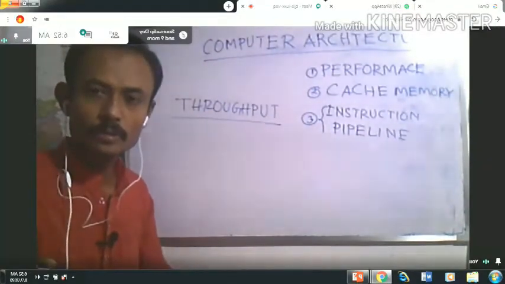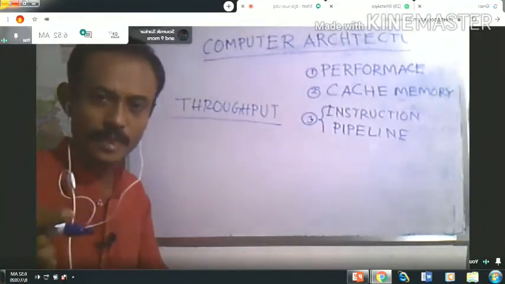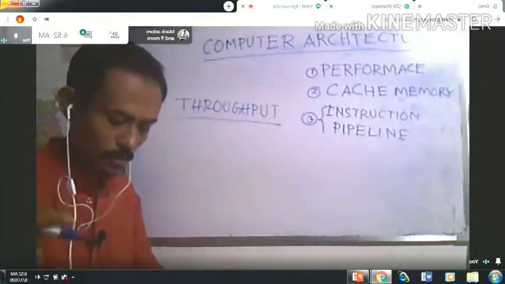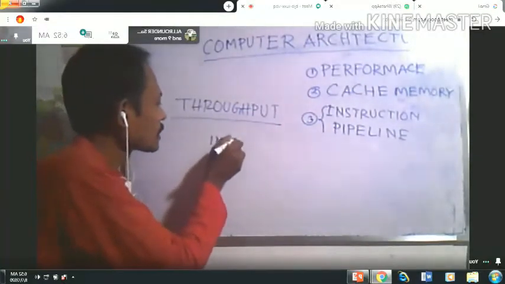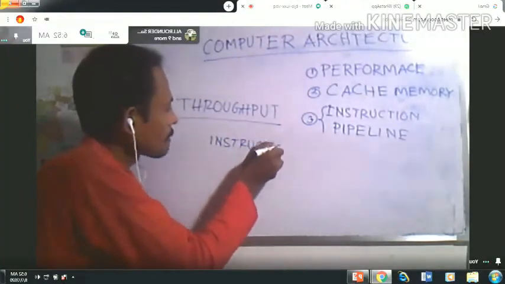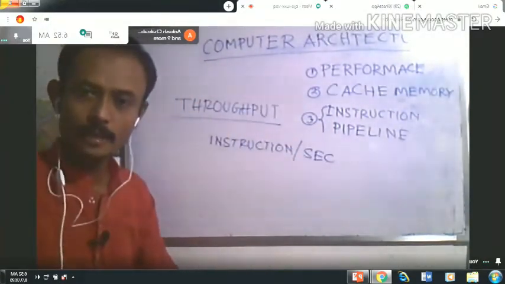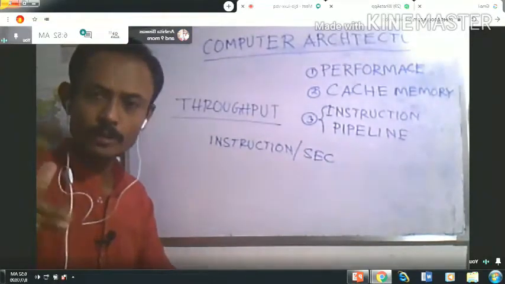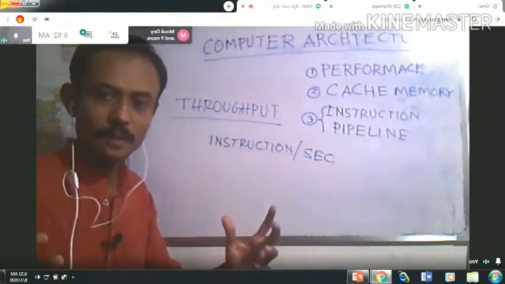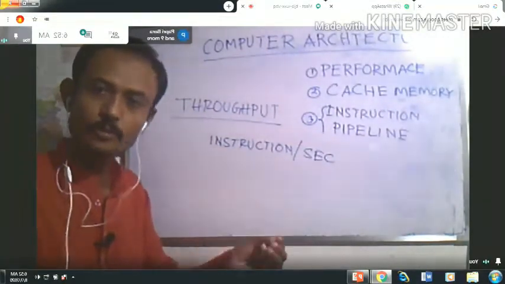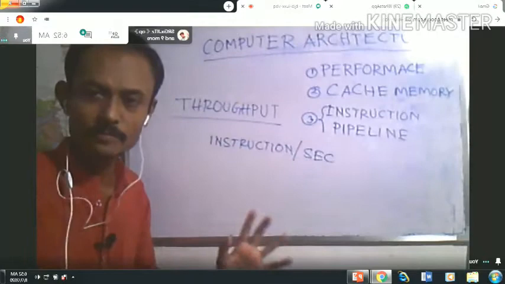So what do you mean by the throughput? Throughput means the number of instructions executed per second. So throughput will be instructions per second. Clear? So the throughput of different processors will be different. So the performance of the processor can be analyzed by this throughput. So these are three terminologies from the performance, and using these terminologies we can solve different numerical problems.